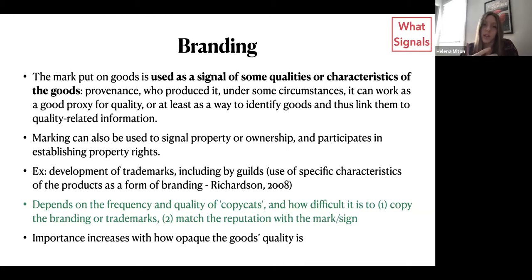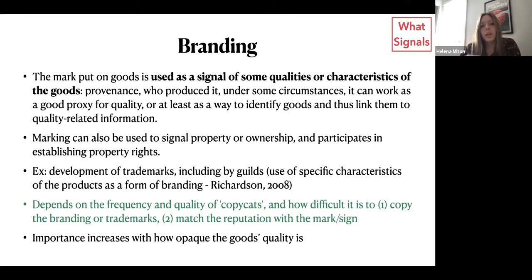of some qualities or characteristics of the goods, for instance, provenance, who produced it, and in some circumstances it can also work as a good proxy for quality, and at least as a way to identify goods and link them to quality related information. And actually, for a good part of the history of trade, information on the provenance is a really good proxy for quality too.